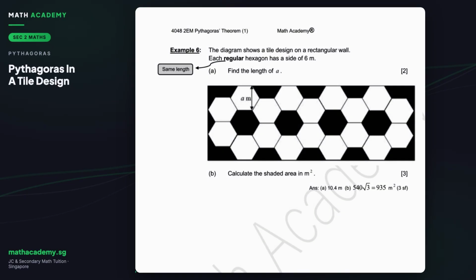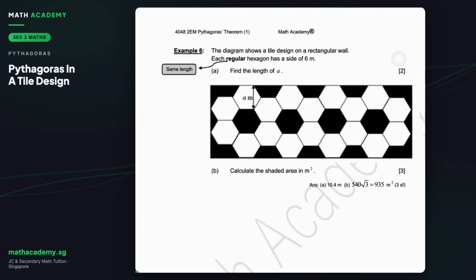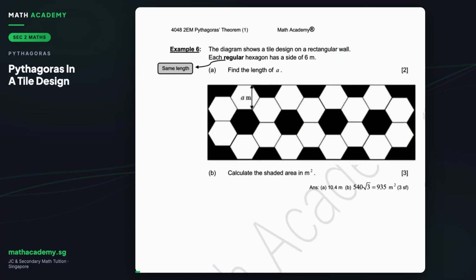We're going to look at the last section of your notes on Pythagoras Theorem. This is page 5, example 6. We see a diagram here. It is made up of a rectangular wall, and inside is all laid up with hexagonal tiles. And each hexagon is a side of 6 meters.